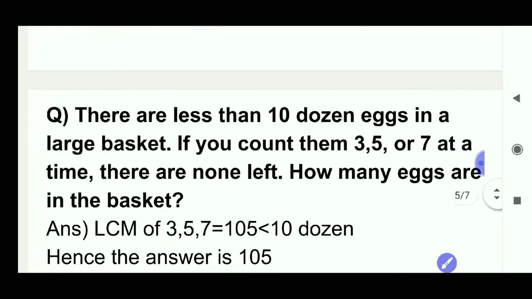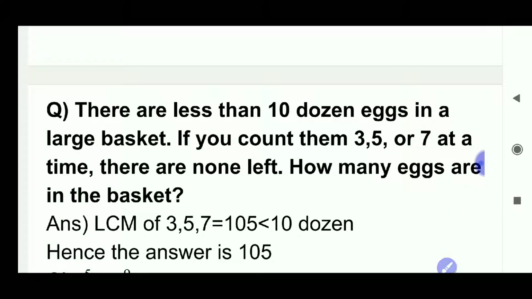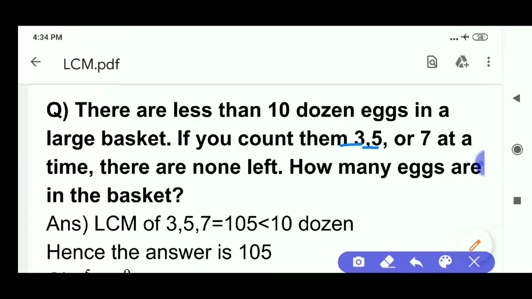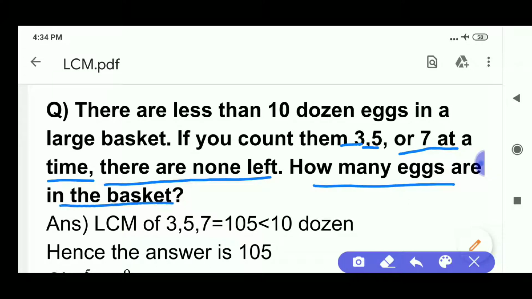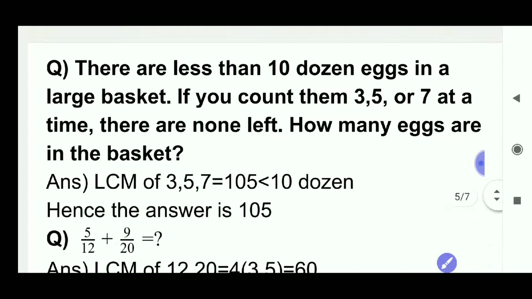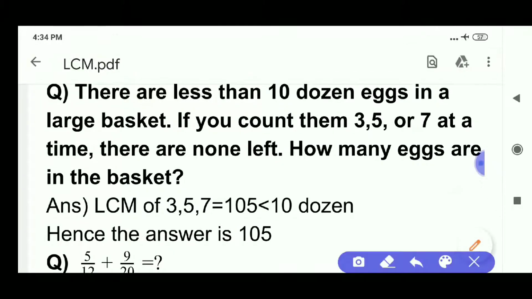One more question. There are less than 10 dozen eggs in a large basket. If you count them 3 at a time, 5 at a time or 7 at a time, there are none left. How many eggs are in the basket? Very simple question. 10 dozen. Do you know what is meant by dozen? Yes, dozen means 12. 10 dozen means 10 into 12, that is 120.